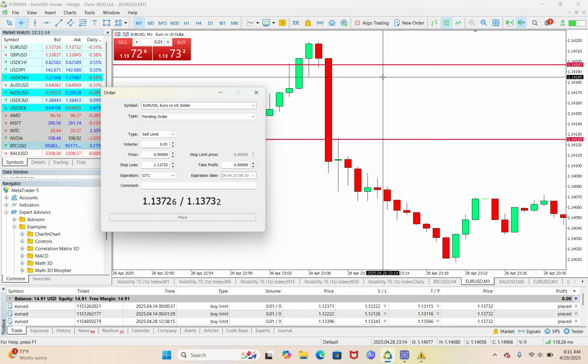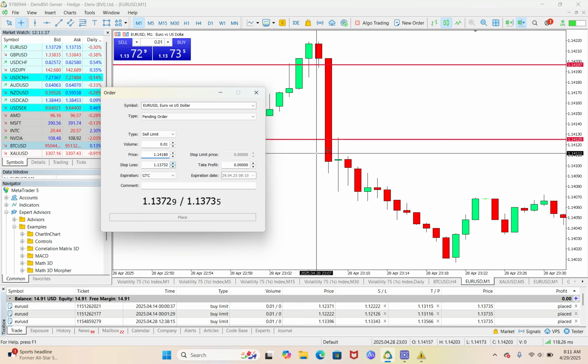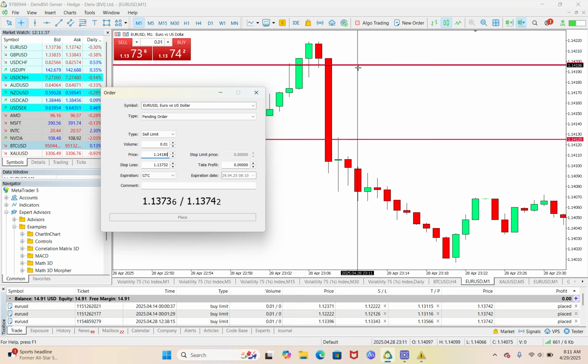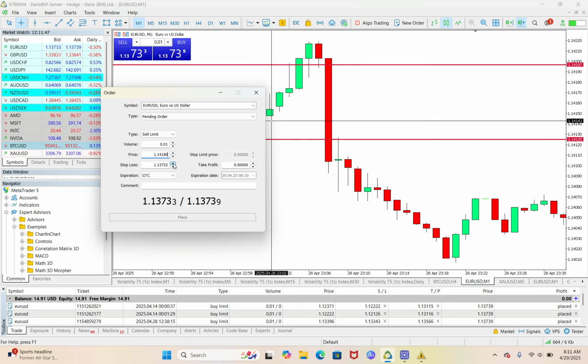Our price is 14,180. Okay, so our stop loss is gonna be 10 pip above the top of the wick, right? Because this is where sellers came in the market and pushed the market down, right? So 14,230. So our stop loss is gonna be 14,230.